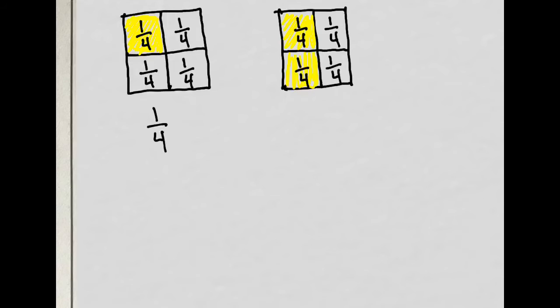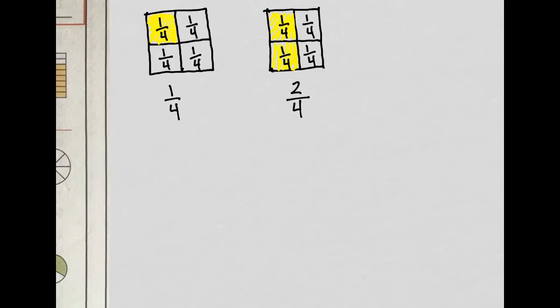Let's take a look at this second square right here. How much of that square is colored? How many pieces are colored? If you said 2, that is correct, out of 4 total pieces available, right? So it's 2/4. Or you could count it like this: 1/4, 2/4.